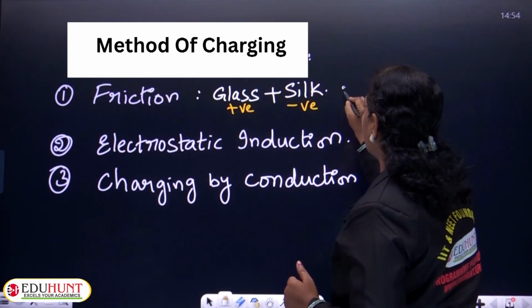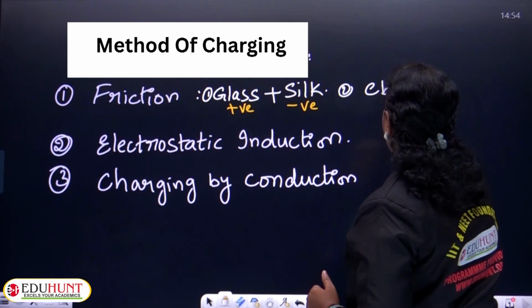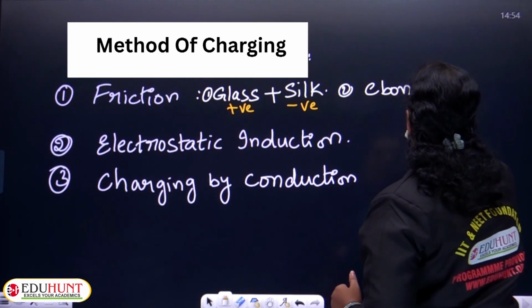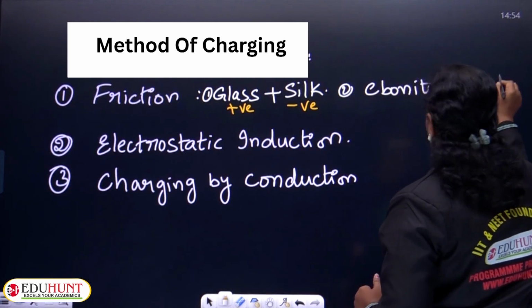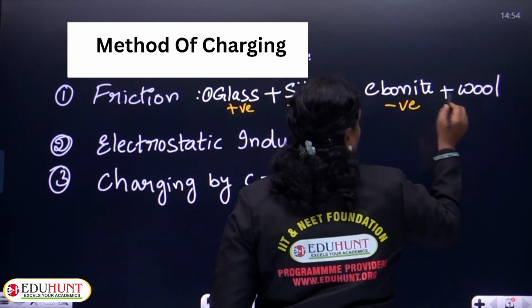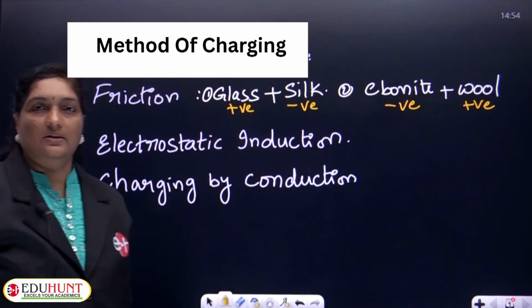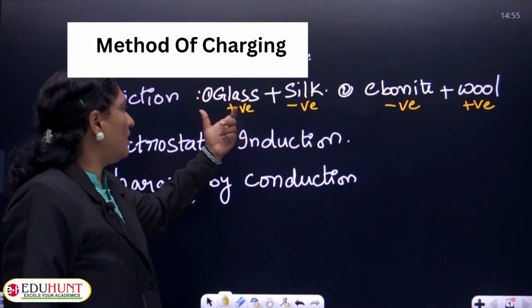So, one more example if you consider: an ebonite rod when rubbed with wool, this ebonite will get negatively charged, whereas wool will get positively charged. So, what do you observe from this?